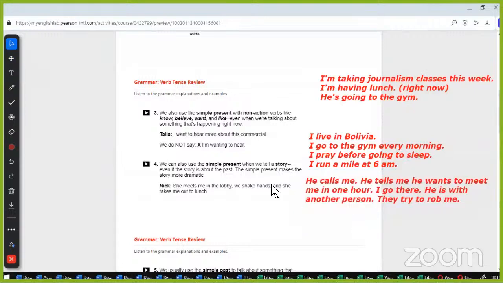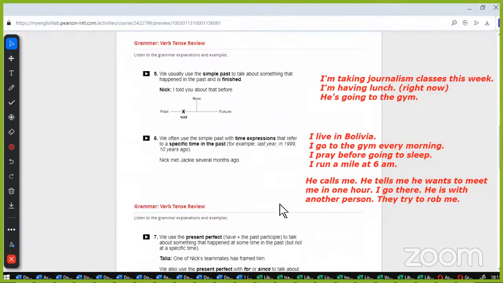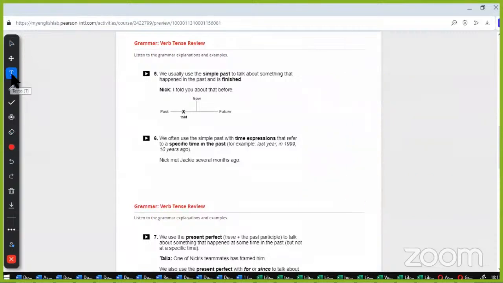Okay, so let's continue here. We use the simple past to talk about something that happened in the past and is finished. Told you about that before. So we use simple past basically when something is already finished, and we can also use a specific time.